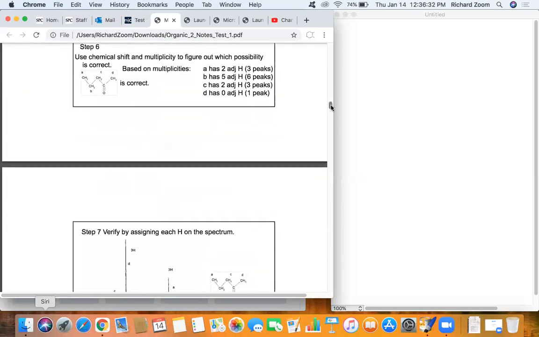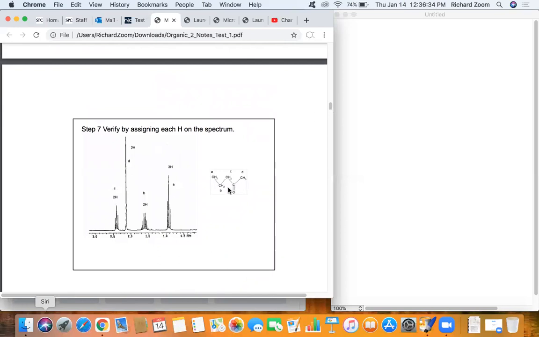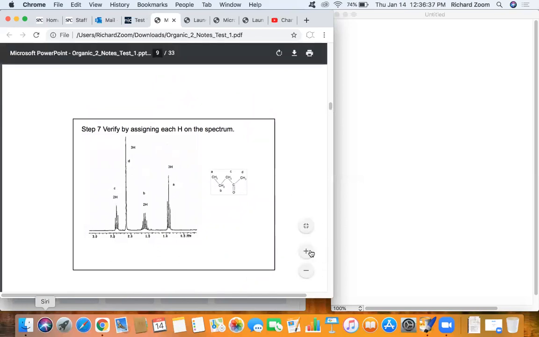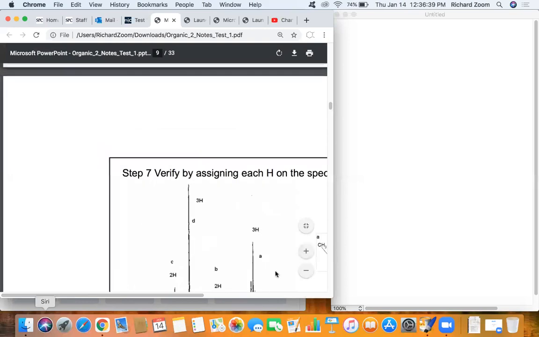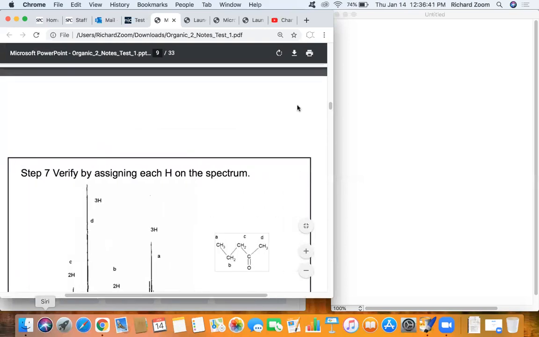So let's see if we can do that. Here we go. Let me enlarge this a little bit. There we go.